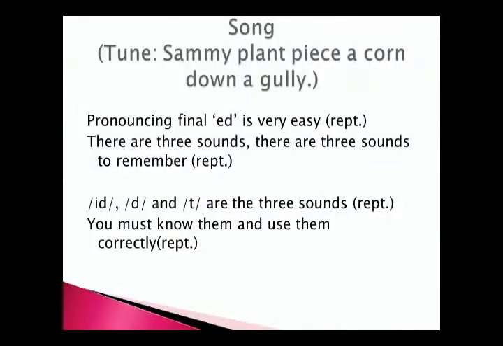Pronouncing final ED is very easy. There are three sounds to remember. Id, d, and t are the three sounds. You must know them and use them correctly.